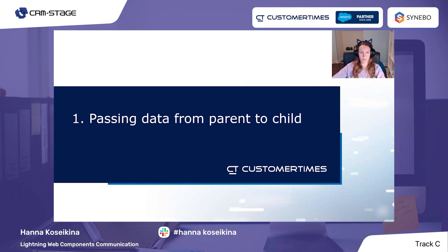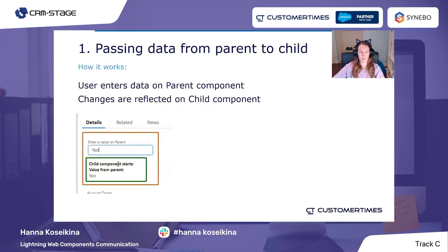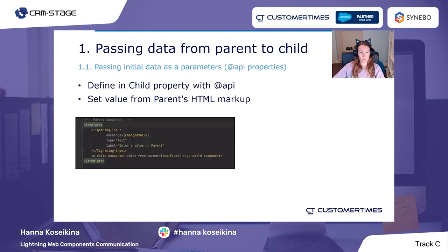Let's go deeper into passing data from parent to child. So how it works: the user enters some data on the parent component and changes are reflected on child components. As you can see, I have here a small demo of how it works. When some test value is entered in a parent input field, it appears in the output of the child component. And how can we do that?